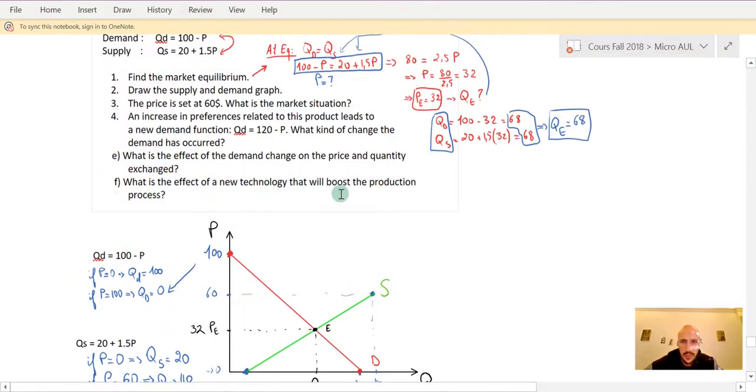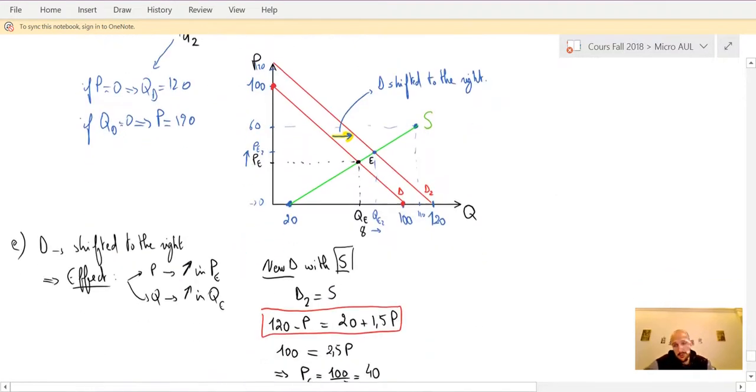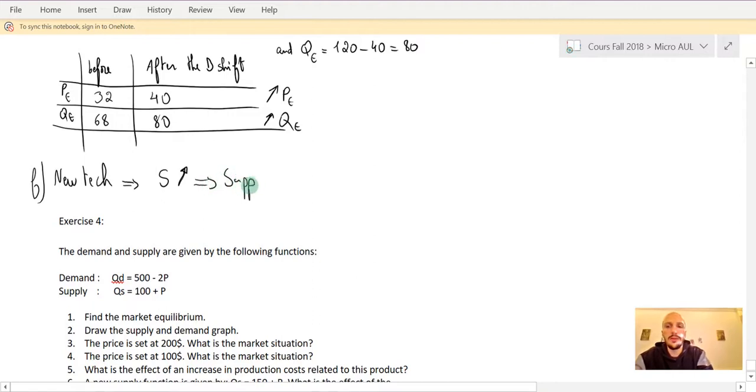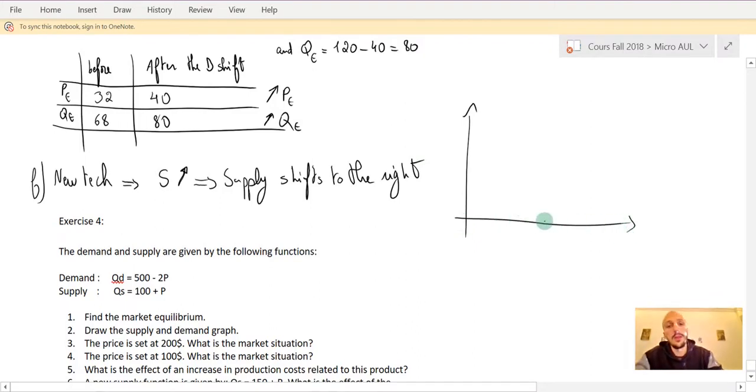We still have a question F. What is the effect of a new technology that will boost the production process? So هون F it will be the same. ما حاعملها كلها بس إنه a new technology that will boost the supply. يعني supply will increase for all price levels. يعني supply curve will shift, supply shifts to the right. Okay, and if the supply shifts to the right هون ما عطيونا بقديش بس we can do it هيك.